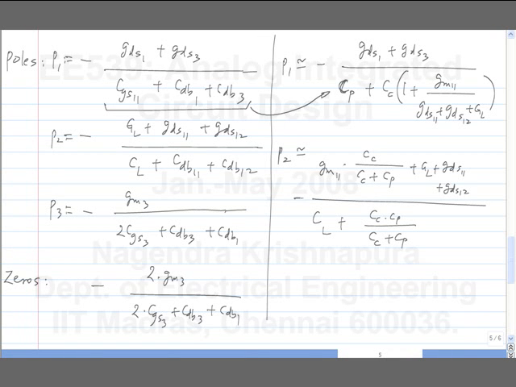What happens to P3? What happens to this P3? Remains the same. And the zero remains the same. This happens inside the differential pair, before the second stage is driven. So P3 and Z1 will remain the same.